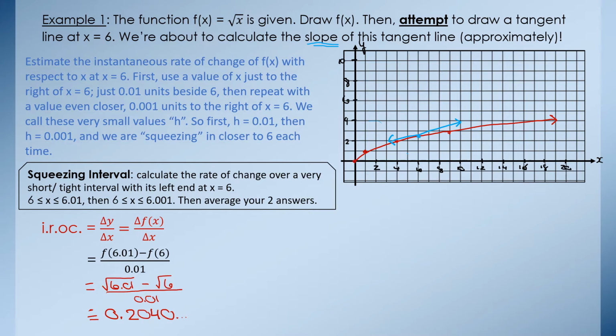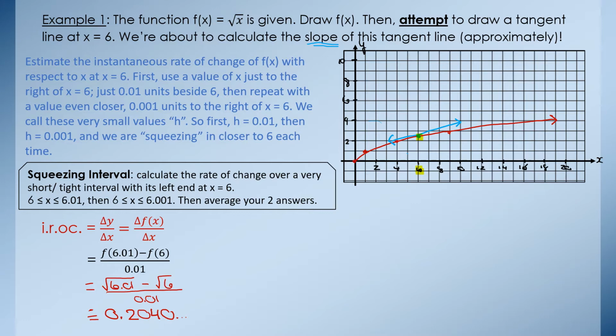The question asked us to do it twice, the squeezing interval. So we just found the slope between 6 and 6.01. Let me try to highlight that here on the graph. Here's 6. 6 is the number that we are looking for the slope at, right here. So the way we did that was we found the slope between 6 and just to the right of it on the red graph.